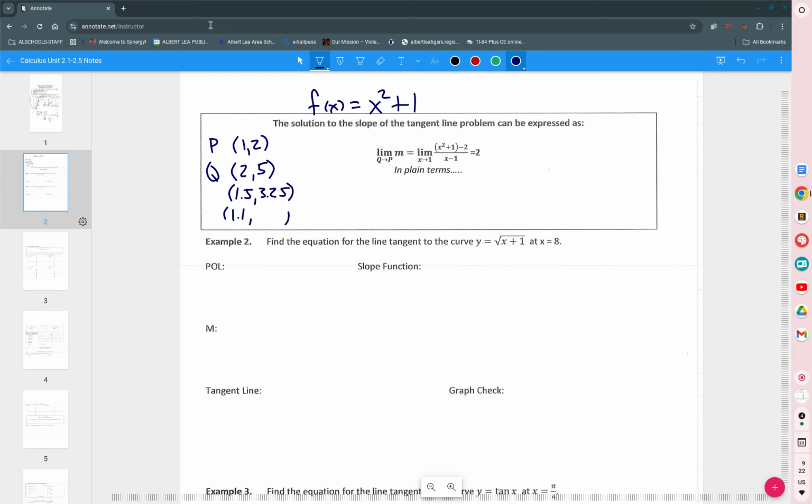And I'm going to challenge you. Instead of Q being (2, 5), let's allow Q to be x. And then once you have x as your x value, what do you do to find your y value? You just plug it in, right? And so our y value becomes whatever the function is, x squared plus 1.